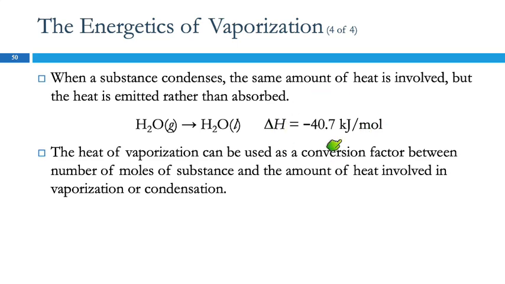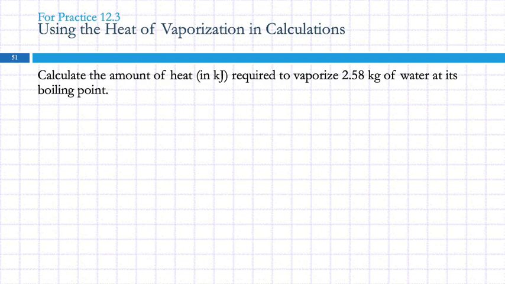So this is like the heats of reaction and things that we saw in previous chapters. This can be used as a conversion factor to relate amounts of reactants or products to the amount of heat involved. So calculate the amount of heat in kilojoules required to vaporize 2.58 kilograms of water at its boiling point.